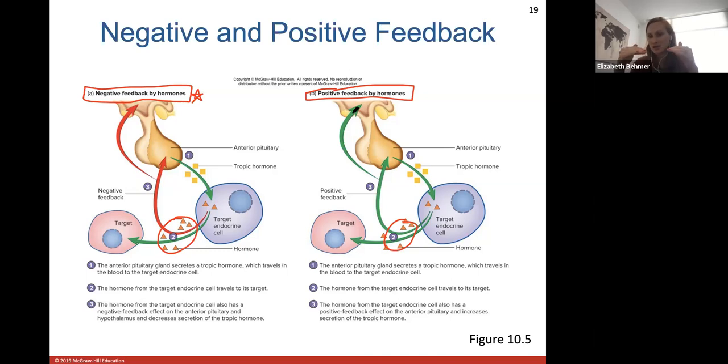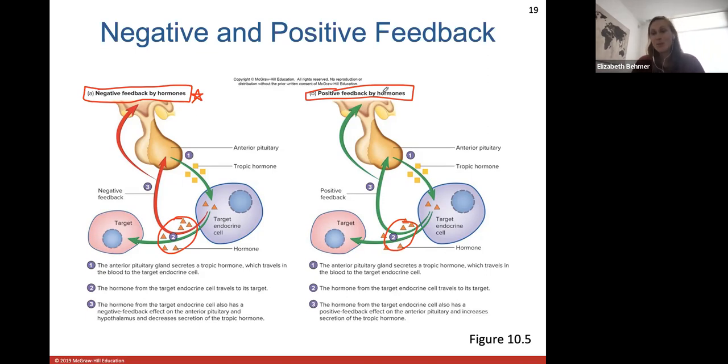Levels of the oxytocin hormone don't shut off. They continue to get higher and higher to increase contractions until an end goal is achieved, which is the birth of the baby. So that's an example of a positive feedback.